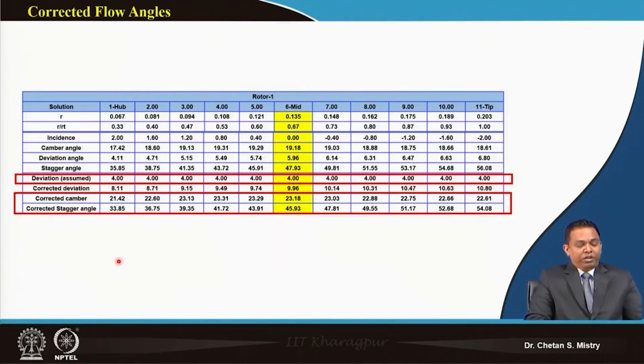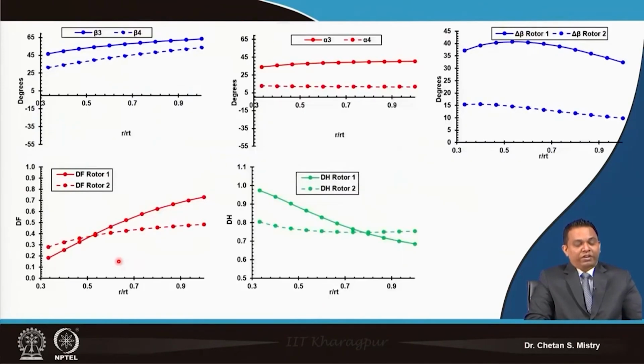And once we put this in, it gives me the corrected camber as well as corrected stagger angles. Okay. Once this is ready, we will check how my variation of the flow angle is coming. Now, you can understand here our expected pressure rise is 800 Pascal. So, my delta beta variation is coming on the lower side. Just look at this, this represents my delta beta variation.